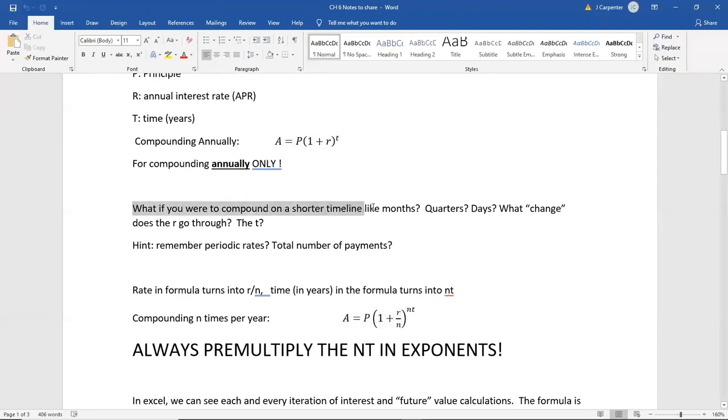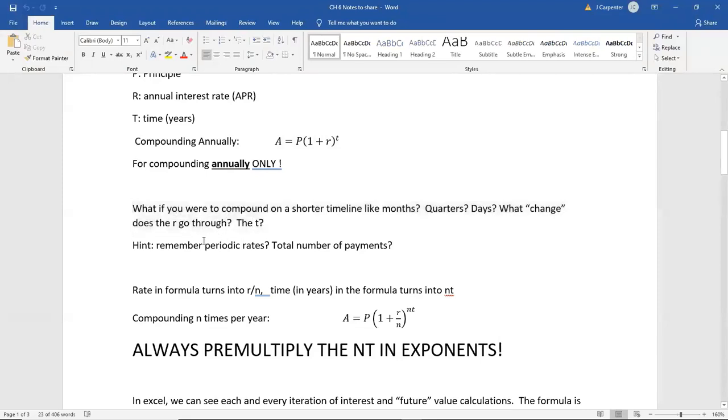What if we were to compound on a shorter timeline like months or quarters or days? What change does the R go through in this formula? What change does the T go through?